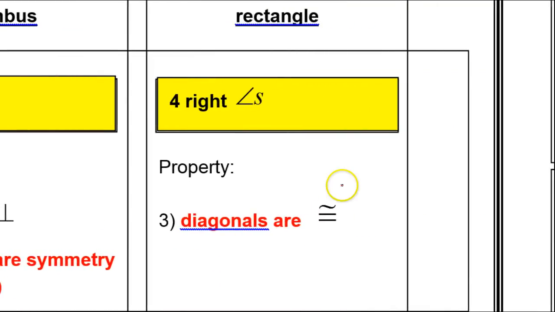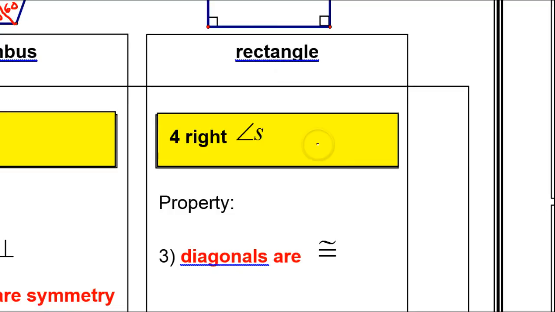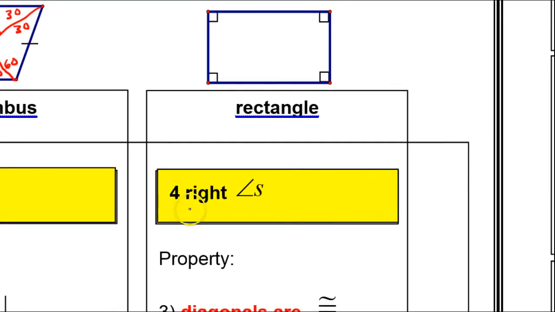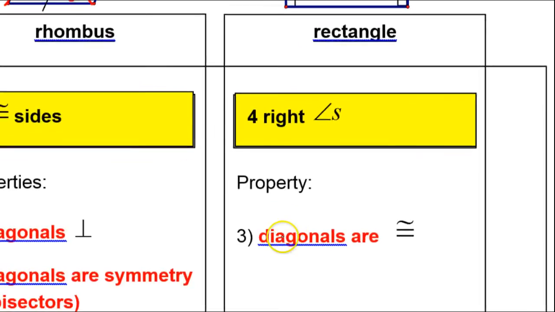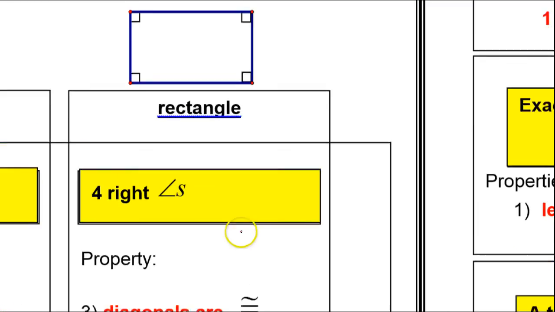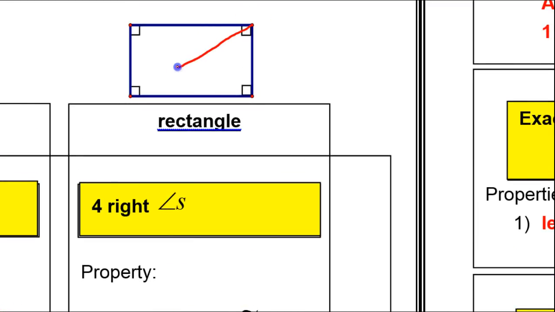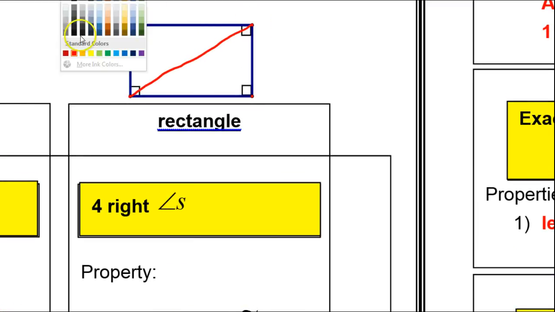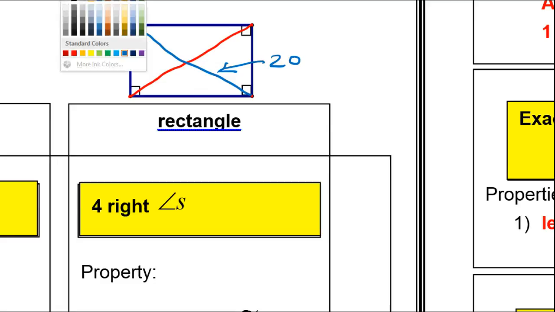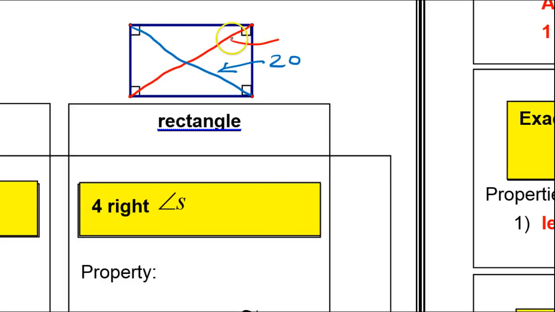Now for a rectangle. The definition of a rectangle is that you have four right angles. Okay, so we've got that. In addition to that, for a rectangle, the diagonals are congruent. All right, this is a diagonal and this is a diagonal. Now for a rectangle, those will be congruent. So for example, if the blue line is 20, the whole thing, then that means the red line is also 20.